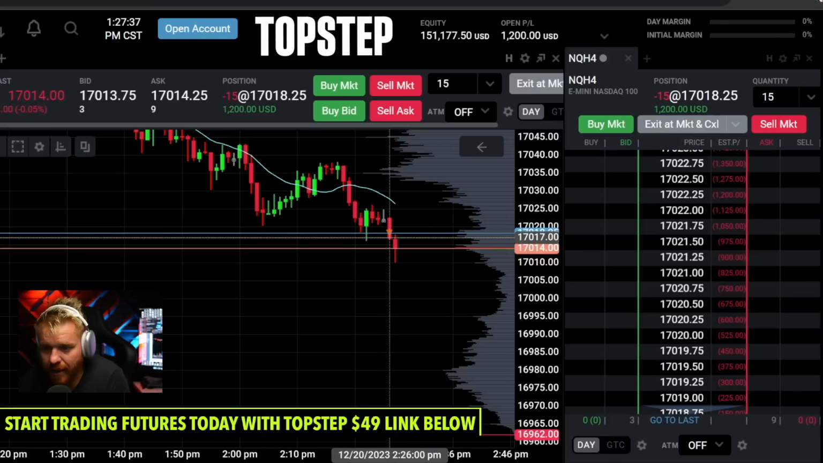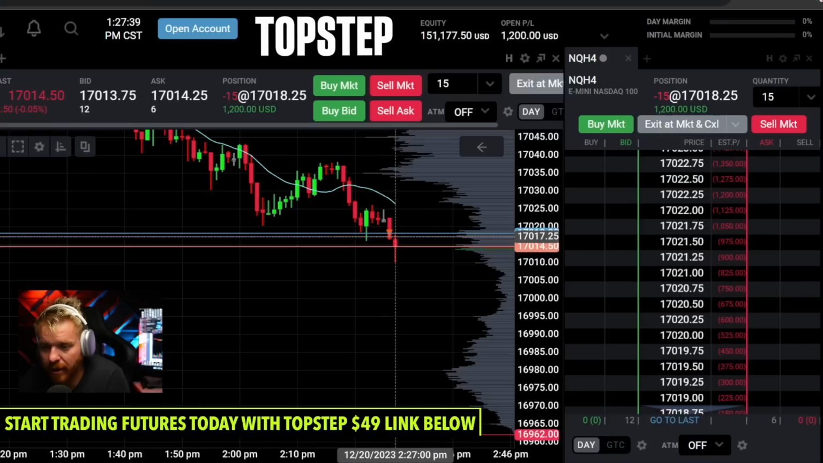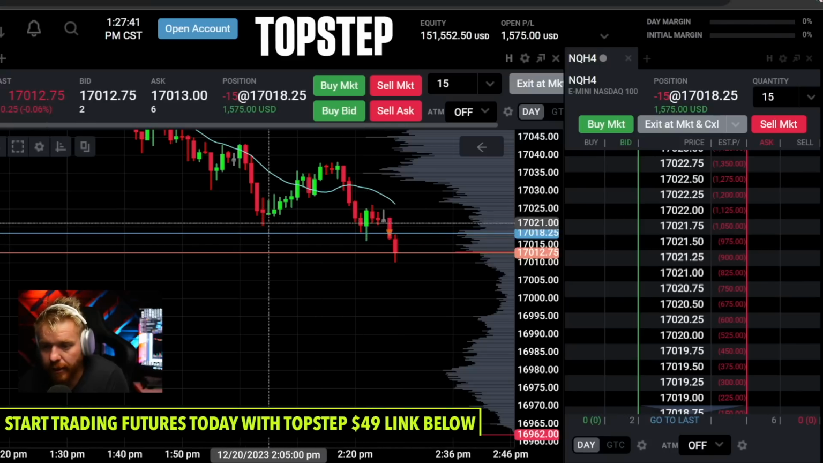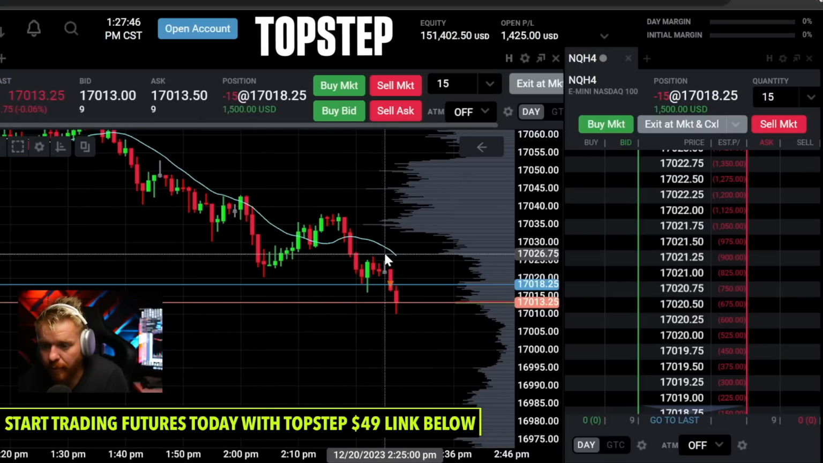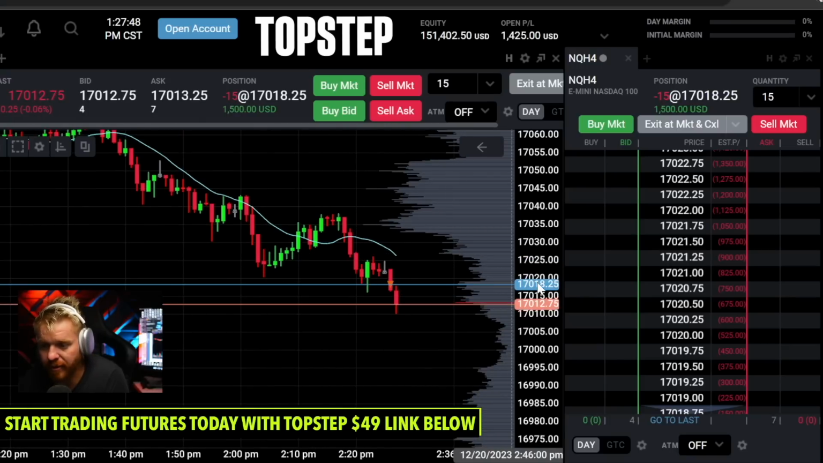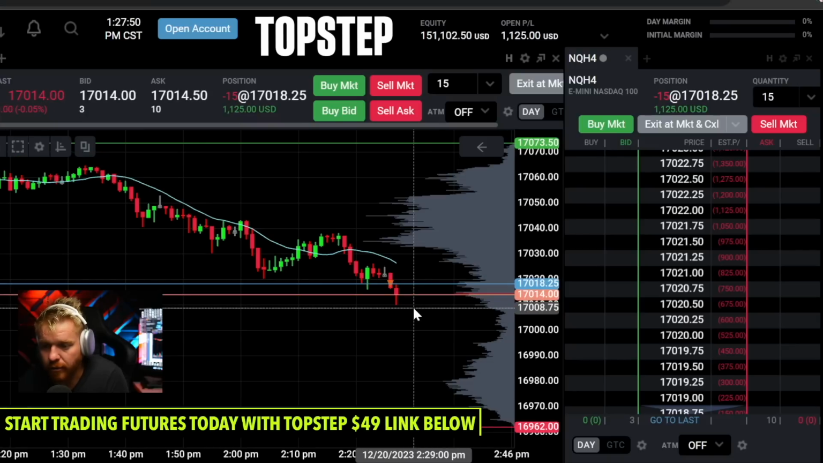Like I said, we weren't trying to buy that dip down here again. There's no reason to buy that dip after we've already taken out that low from earlier. We took out that low, we ripped it right back up, and then we started to fall off again. So no reason to try to get long down here again. We're below the VWAP as well.